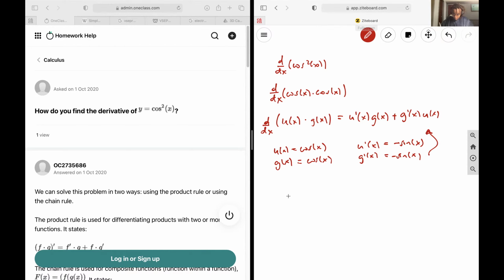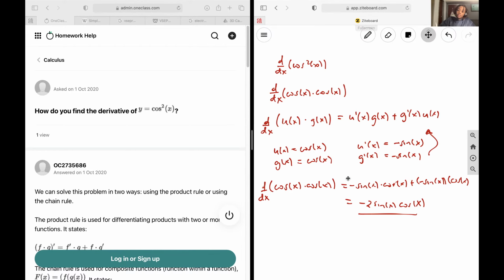Plug that all back into here. And we get that the derivative of cos x by cos x is negative sin x by cos x plus negative sin x by cos x. This will give you negative 2 sin x cos x, and that's going to be your final answer.